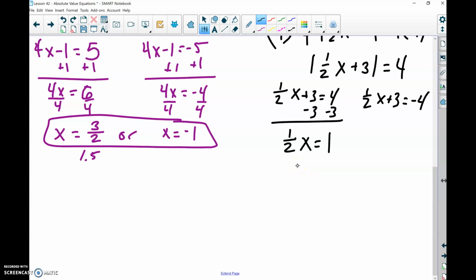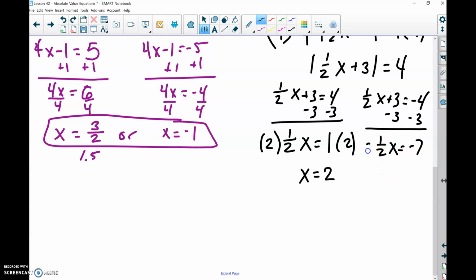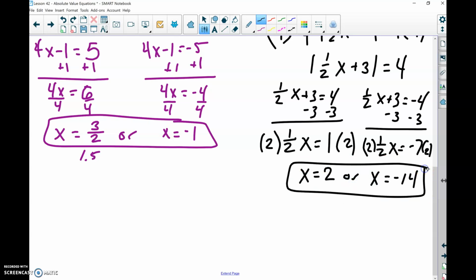To get rid of the 1/2, again, I could divide by 1/2. Dividing by 1/2 is the same as multiplying by 2. Doing the same thing to the other equation. And I have my two solutions. Again, if you want to make sure that those solutions are correct, check them by plugging back into the original. And then you're just double checking your work.